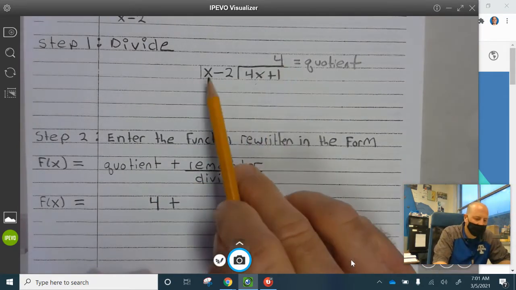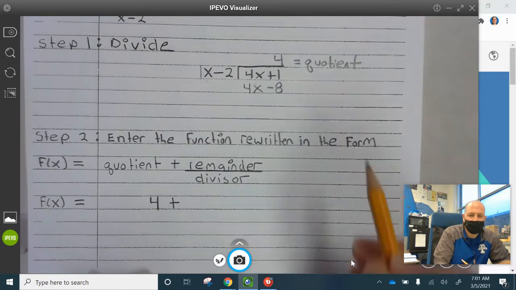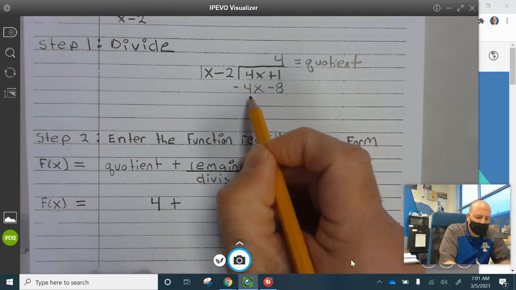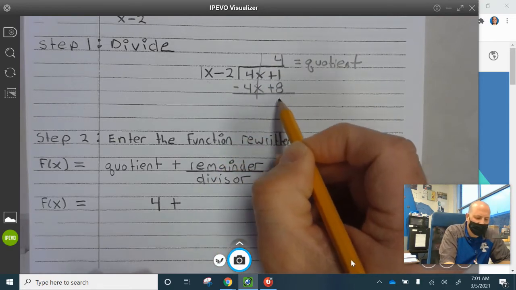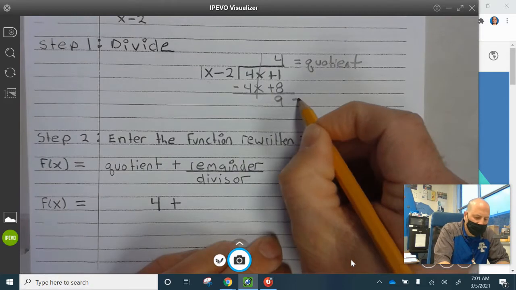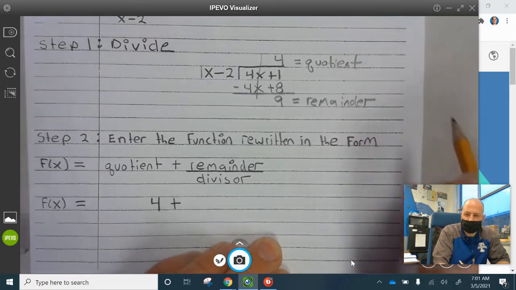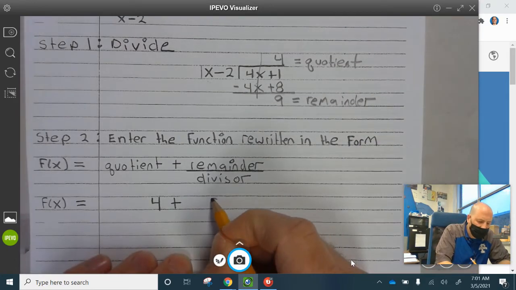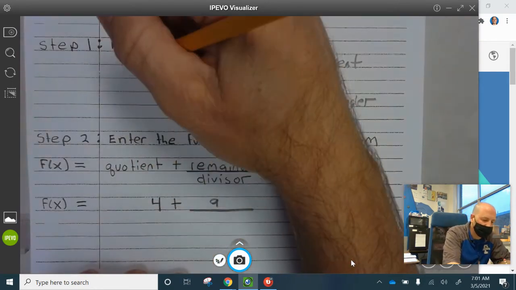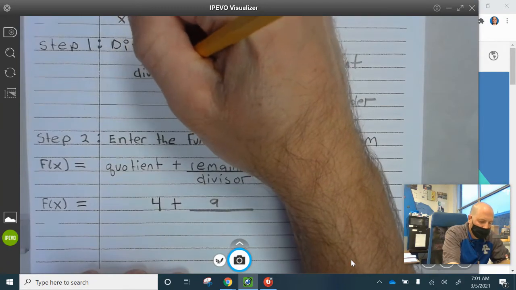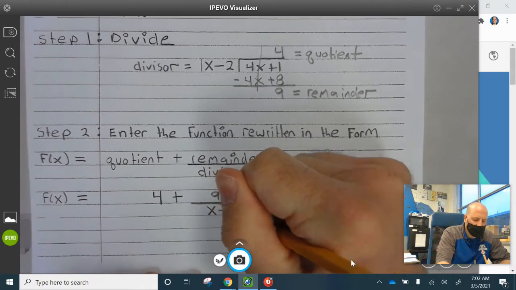So now we multiply 4 times x is 4x. 4 times negative 2 is negative 8. But we subtract. When we subtract a negative, it becomes positive. That cancels. 1 plus 8 is 9. And 9 is your remainder. Okay, so that's 9 divided by the divisor, which is 1x minus 2, or we can just write x minus 2.